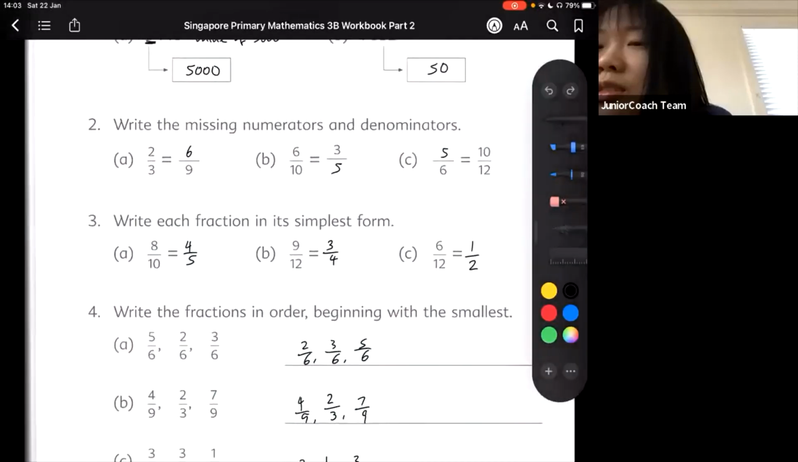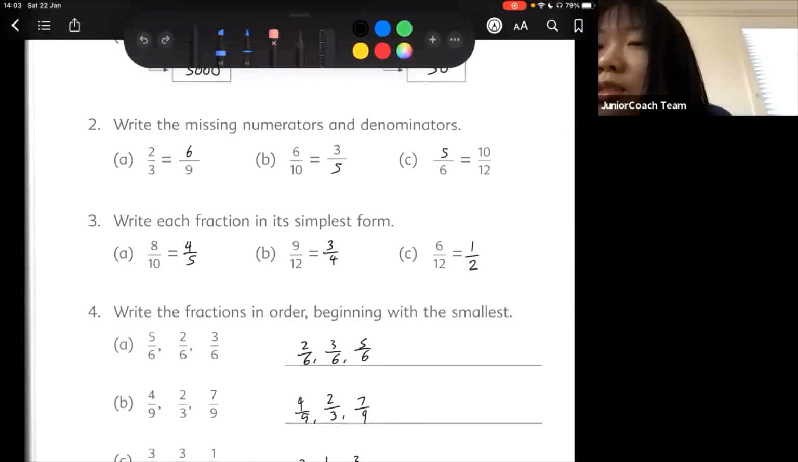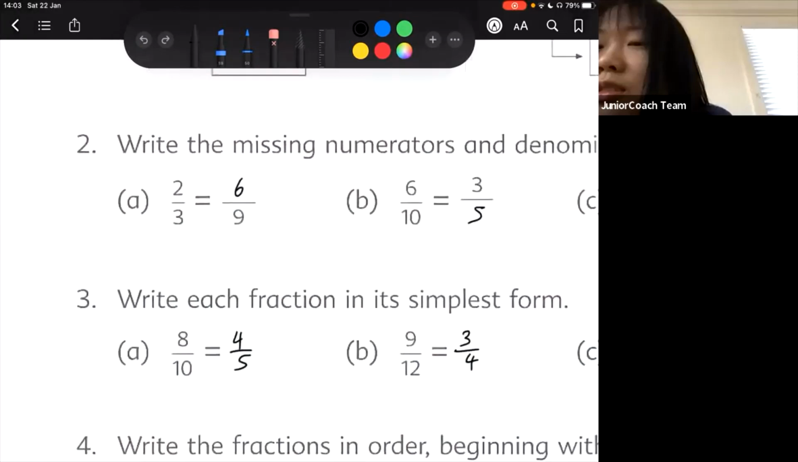Okay, this one is pretty new because we just did fractions last week. So this one is on equivalent fractions, right? So here for the 2/3 for part A, we can draw arrows like this, and we say 3 times something equals 9. And then we know that 3 times 3 equals 9. So we have to multiply the bottom and the top by the same number, right? The numerator and the denominator.